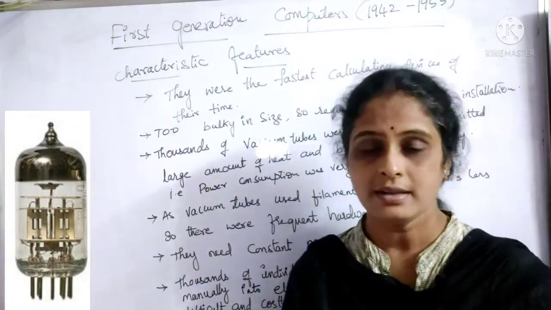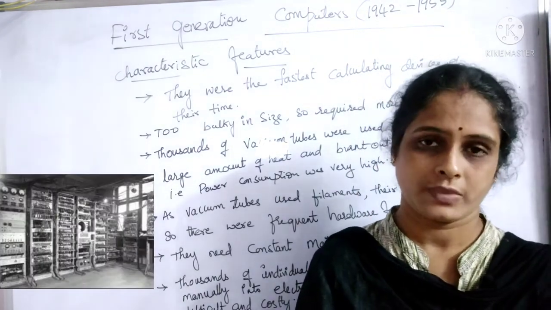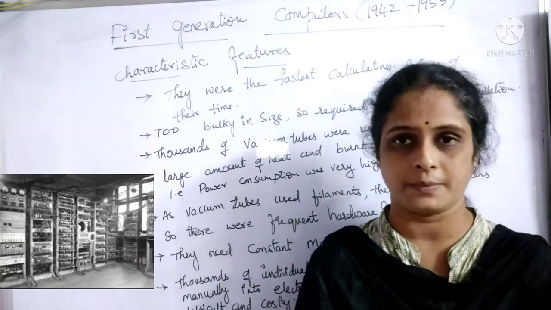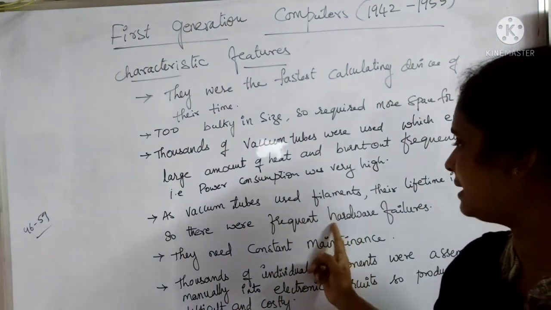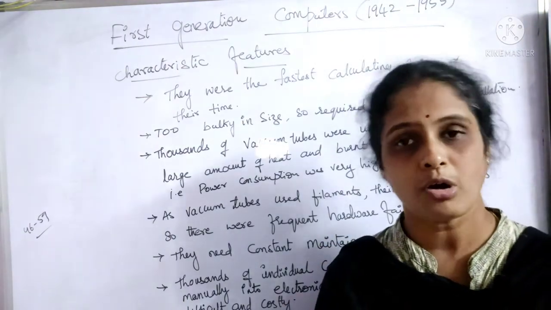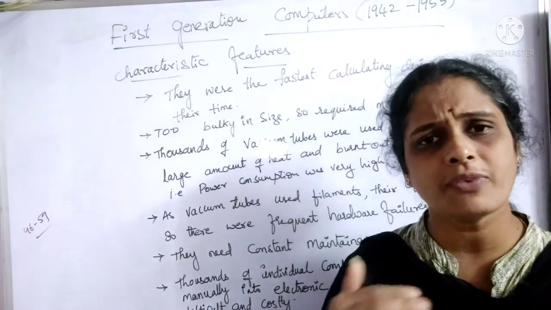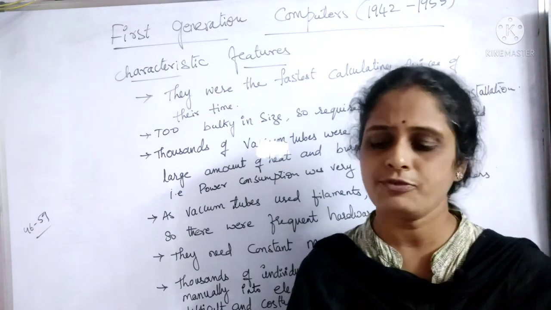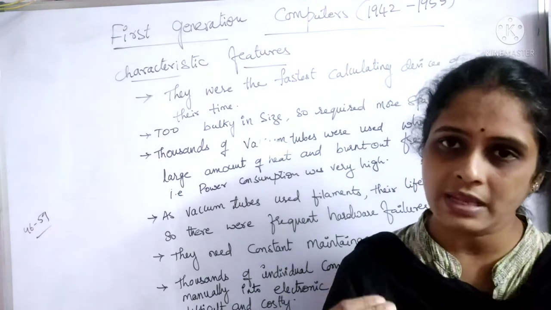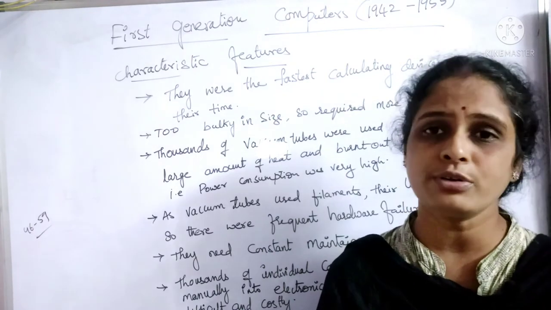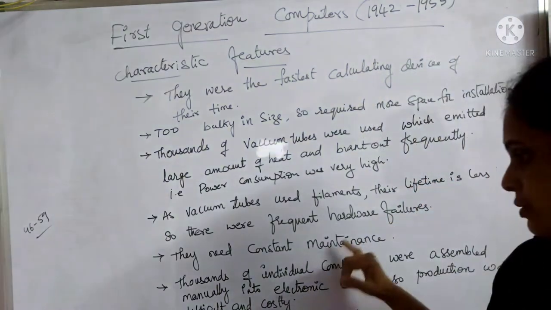As I told in the previous point, power consumption is more, so it used to consume more electricity. Second, it used to emit more heat. As a result, these components used to burn out frequently, and because of that, frequent hardware failures were occurring. As a result, more cost for maintenance was incurred. That means more frequent maintenance had to be done. Again and again, within a short span of time, more and more cost had to be invested because of frequent failures. When there is a failure, obviously you need to repair it, and for that, there was maintenance cost.